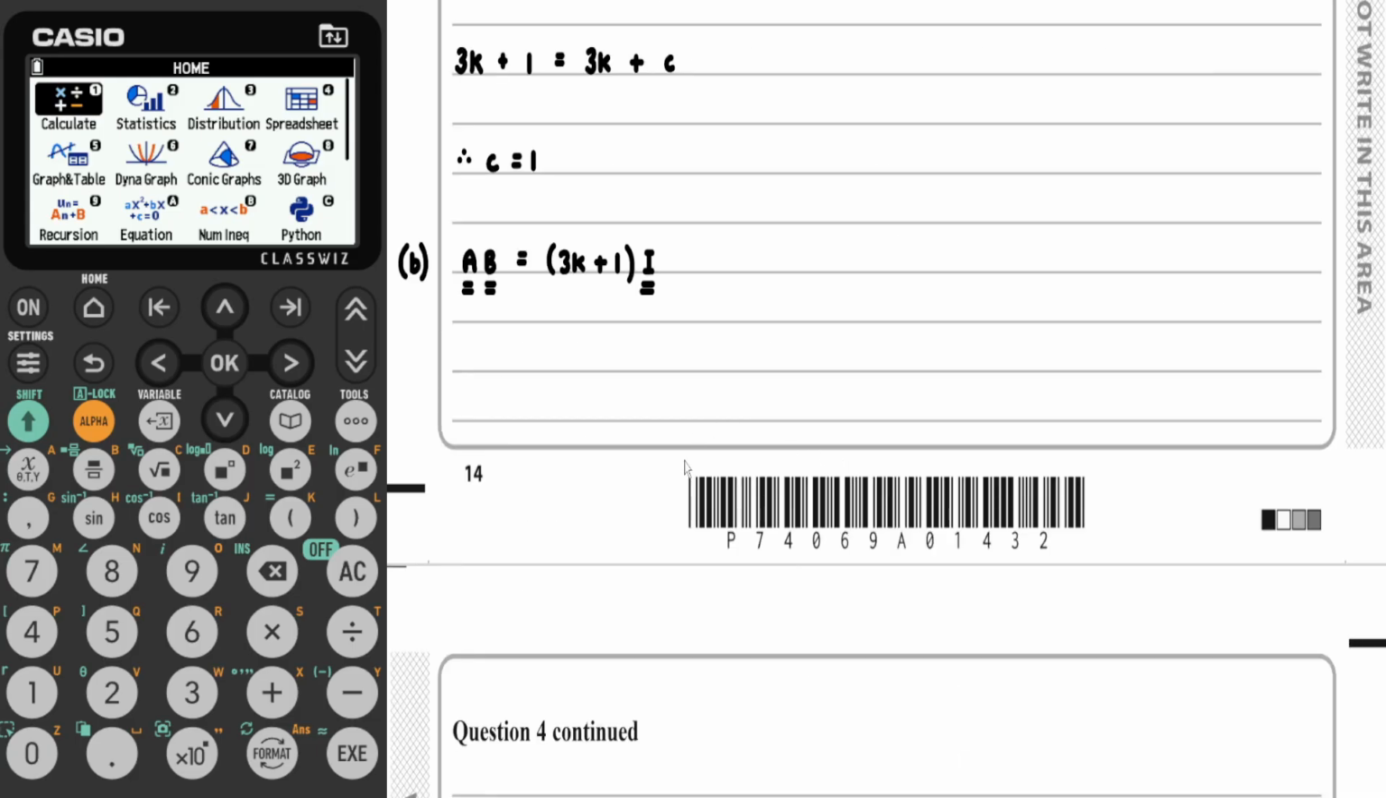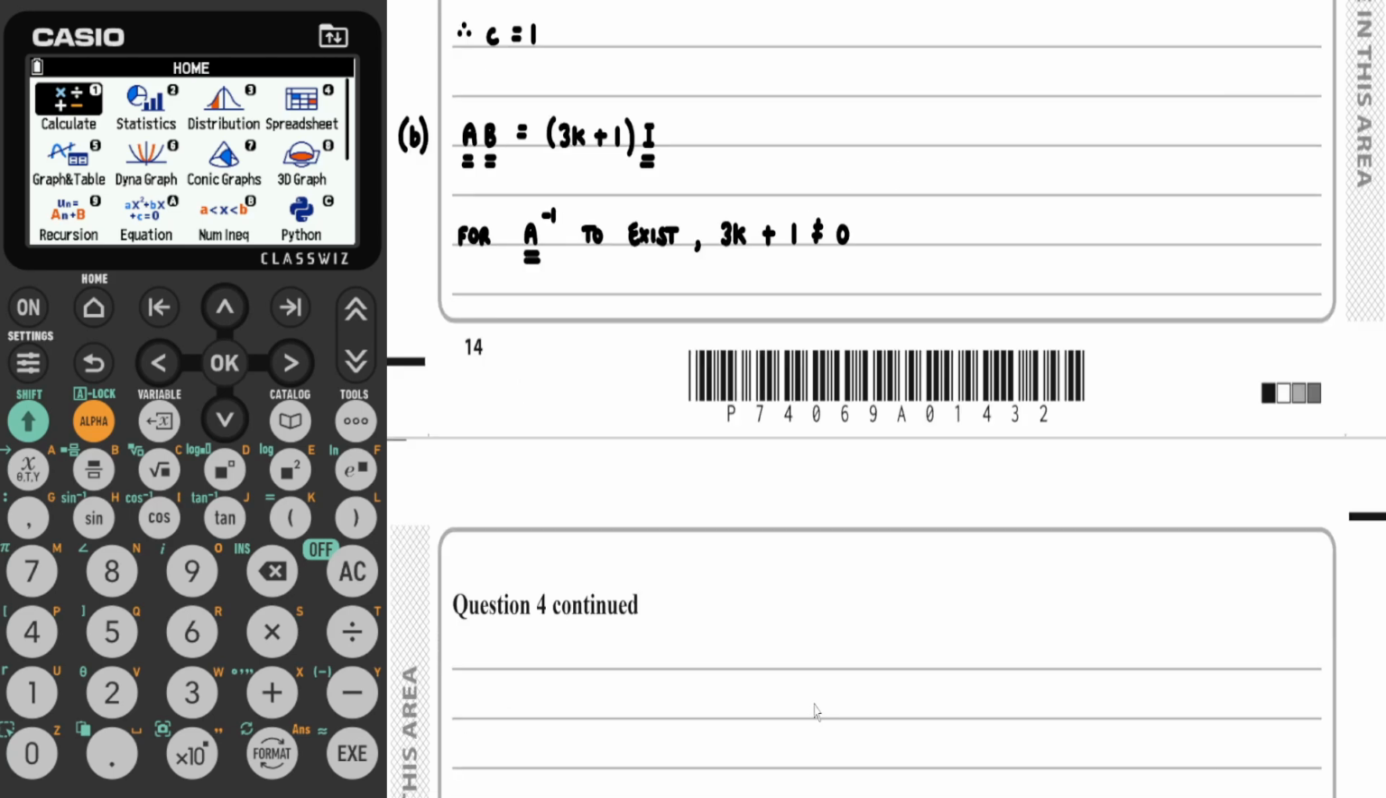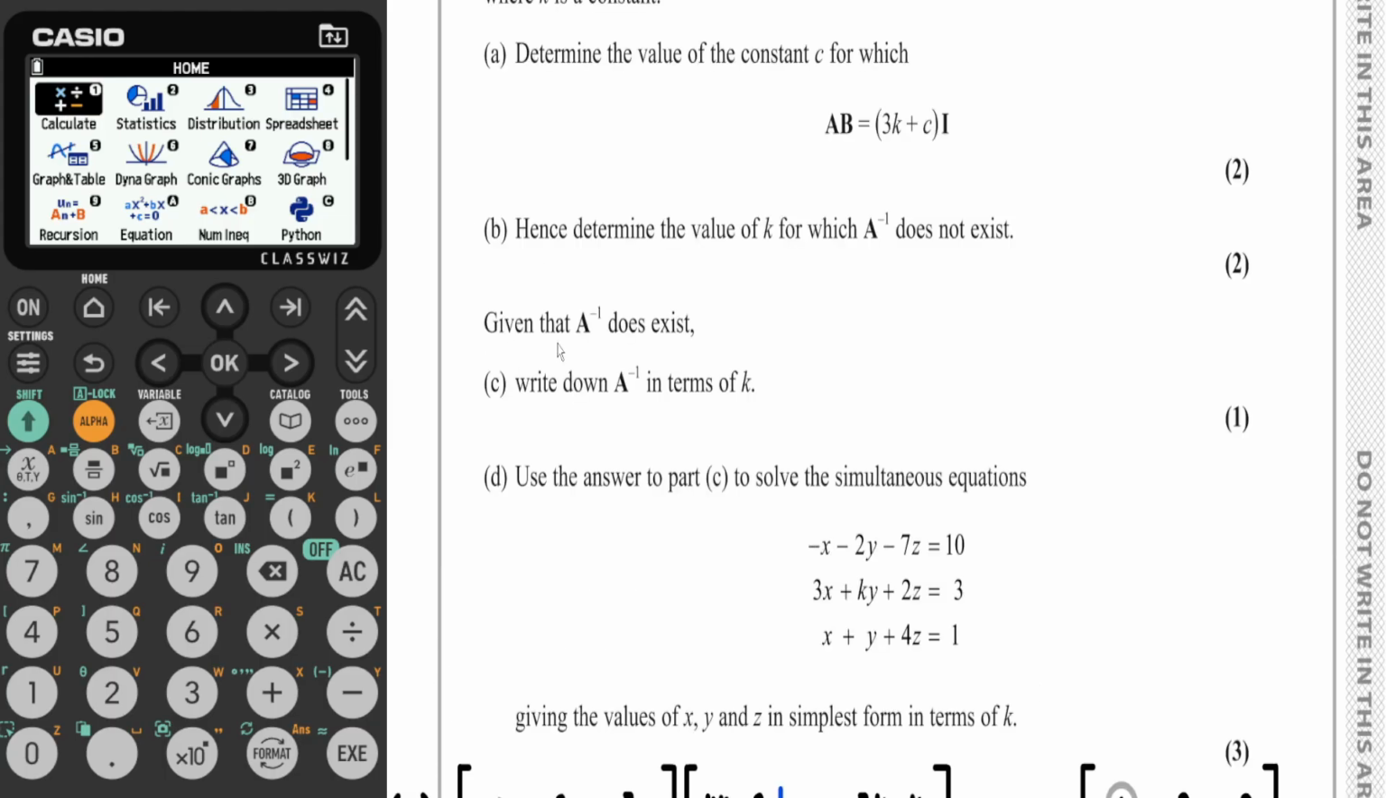So, we've got A multiplied by B equals 3k plus 1, remember C is 1, multiplied by I. Now, for the inverse of A to exist, 3k plus 1 cannot equal 0, otherwise A multiplied by B will just give us 0 multiplied by I, which is just 0. Which means then, the inverse of A does not exist when k equals negative 1/3. Given that the inverse of A does exist, part C, write down the inverse of A in terms of k.